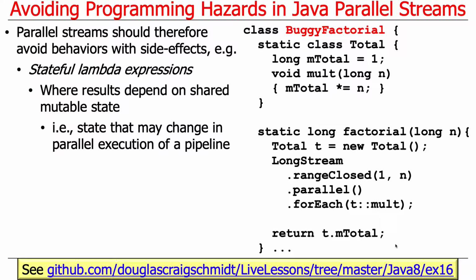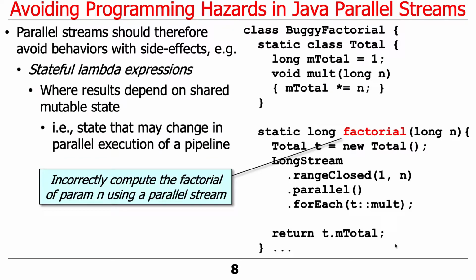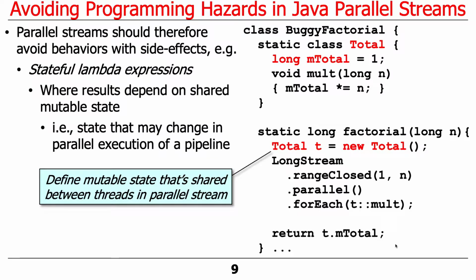So the Buggy Factorial example is one we've looked at briefly before. It might make more sense now that you know a bit more about streams. So this is a factorial that's trying to compute n factorial. It takes parameter n, and it's going to return the n factorial of it. And the mistake it makes is that it has shared mutable state. Namely, there'll be one instance of this class called Total. And that class called Total has a shared mutable field called mTotal. So there'll be one instance of Total, and therefore one instance of mTotal.